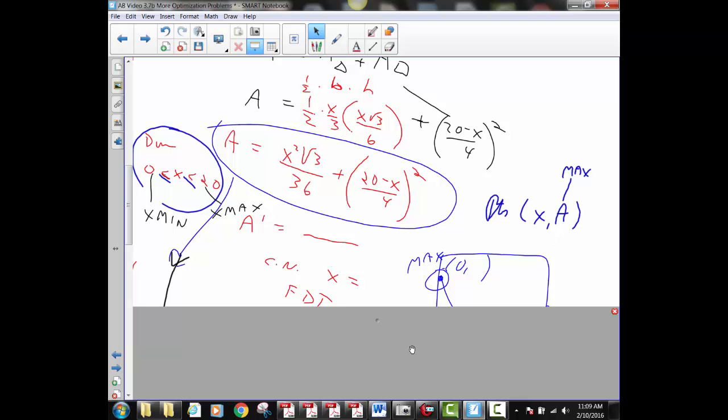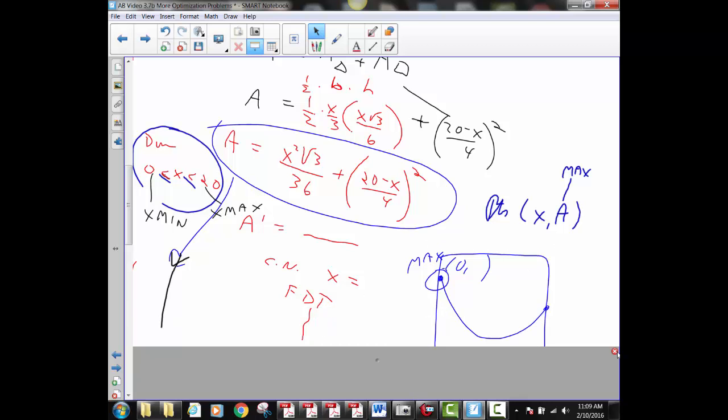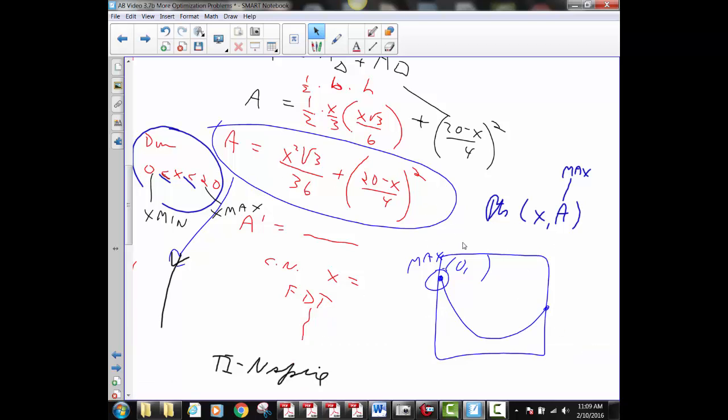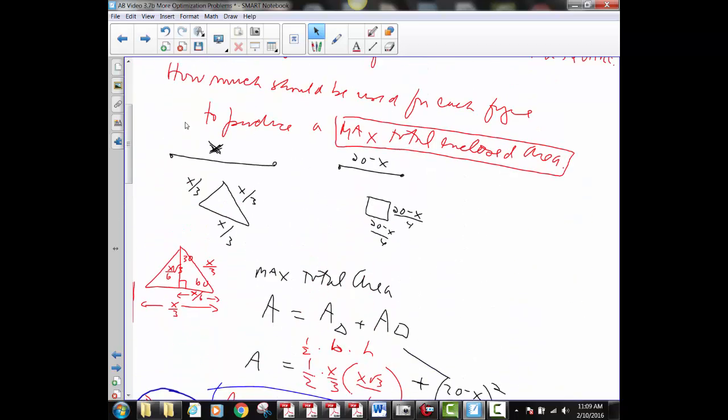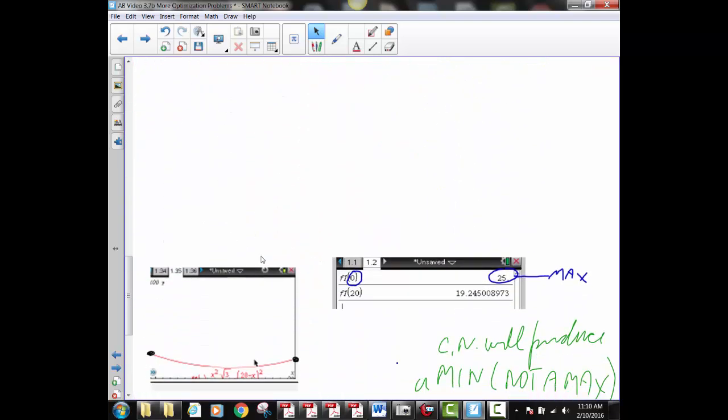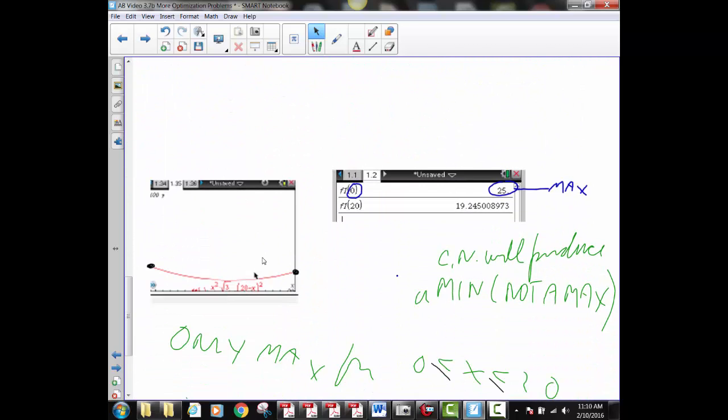So we're going to find our derivative, etc. Or if you're using a calculator, you could just graph the function, and you'll see that the maximum point on that interval from 0 to 20 happens to be when x is 0. So the idea is to not make a triangle at all and to use the whole 20 inches to make your square. The critical number will produce a min, not a max. I'm looking at the graph here if you actually graphed it.